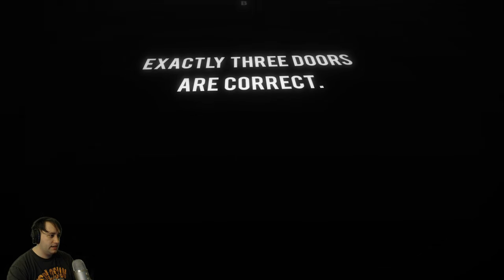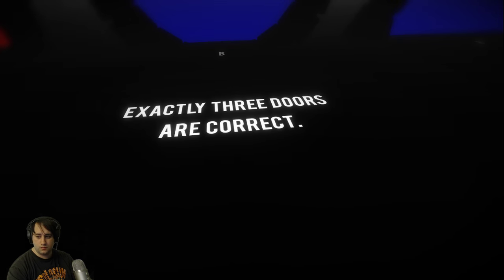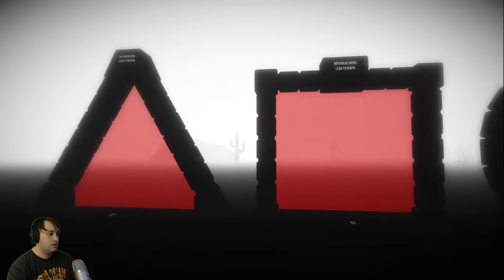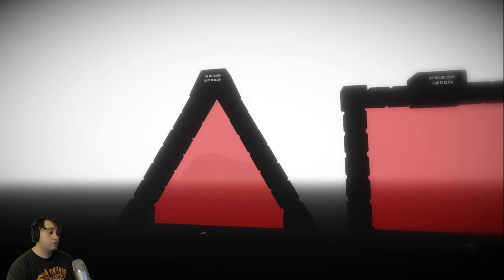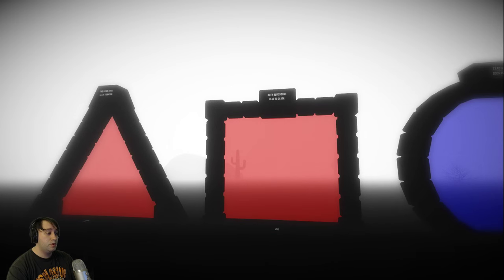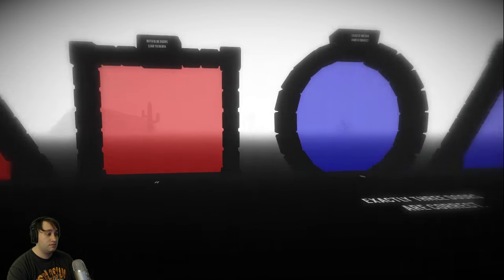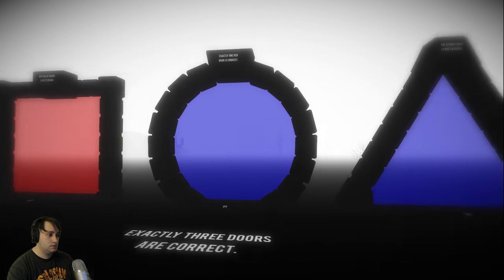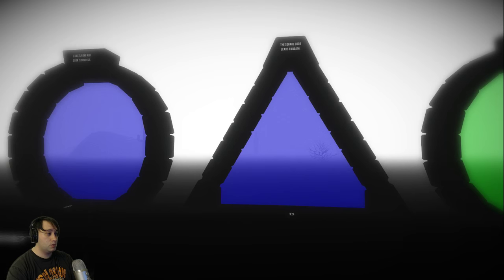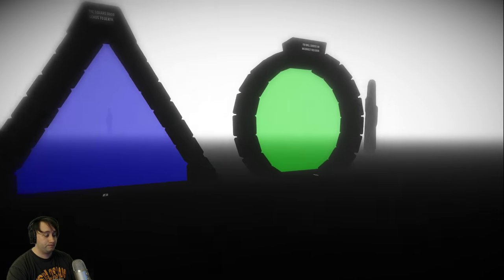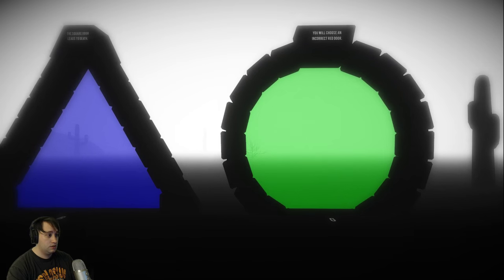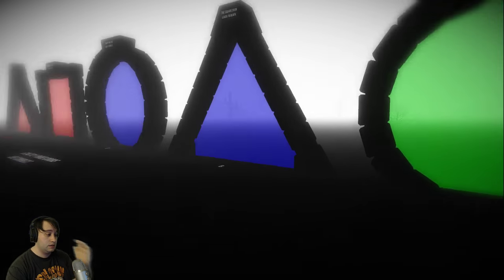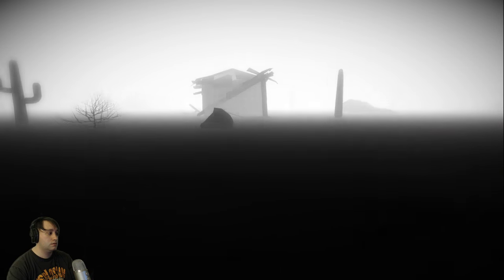Oh. Five more! Exactly three doors are correct. Okay. Let's see. The green door leads to bacon. Both blue doors lead to death. Exactly one red door is correct. The square door leads to death. And you will choose an incorrect red door.